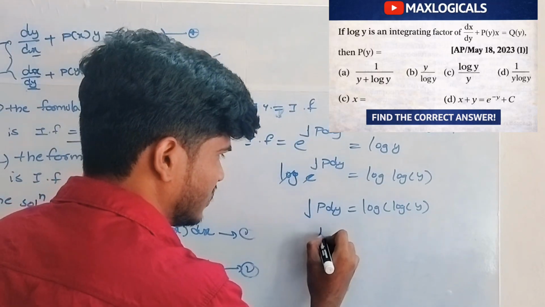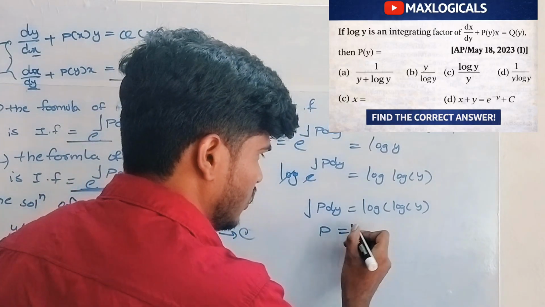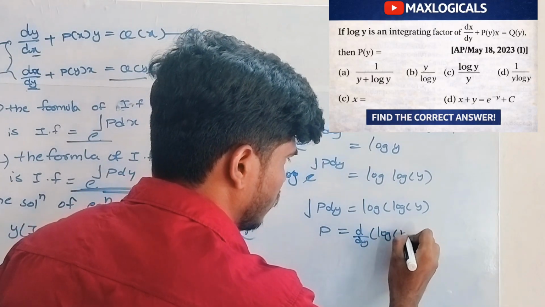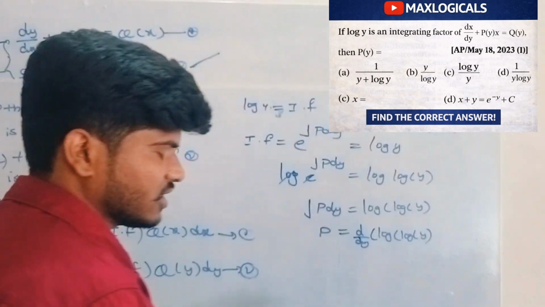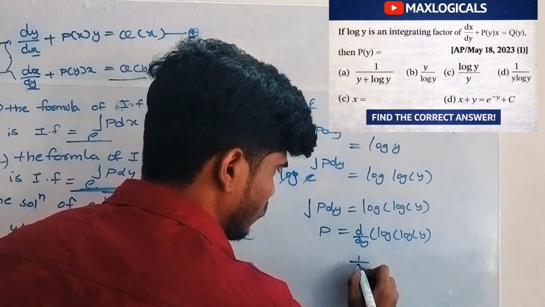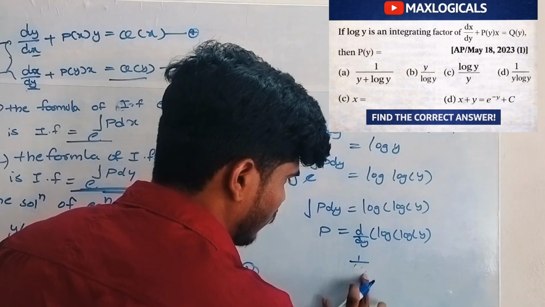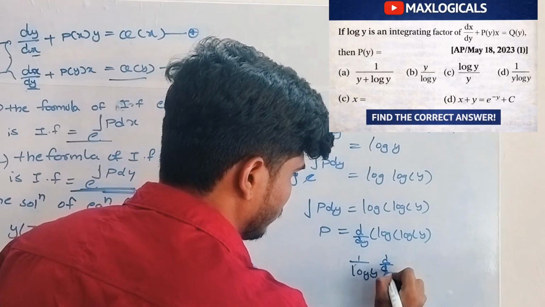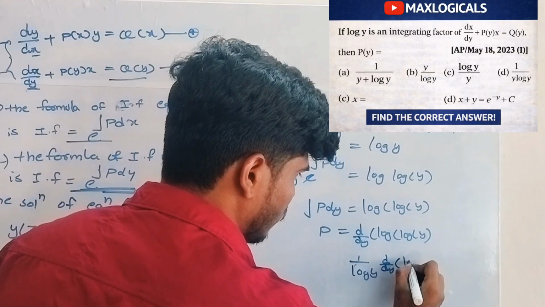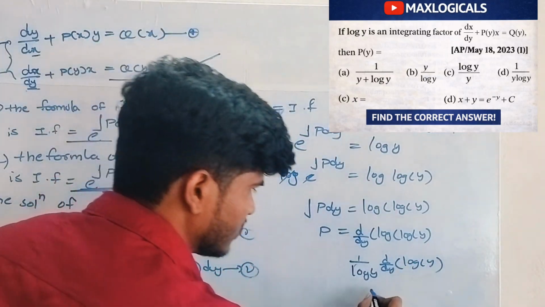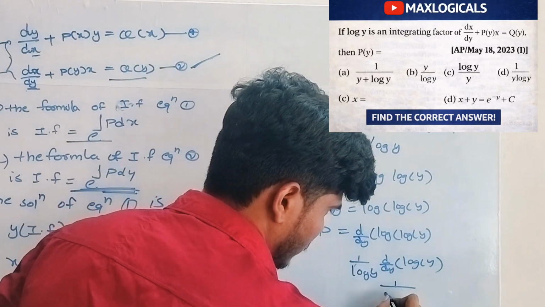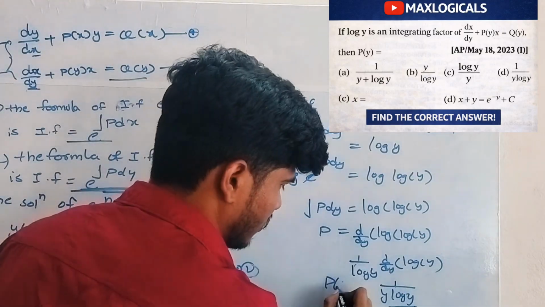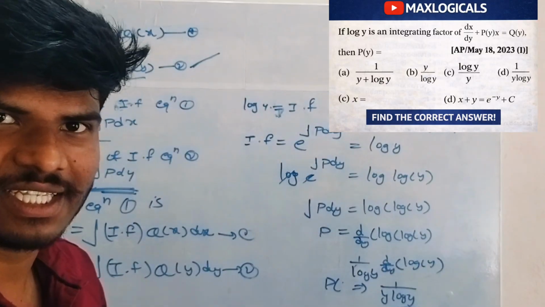integration and differentiation cancel, so p equals d by dy of log y. What is the differentiation of log y? It is 1 by y. Here the inner function is log y, so the inner differentiation is dy by dy. That gives 1 by y, and so 1 by y log y. This is our final p value.